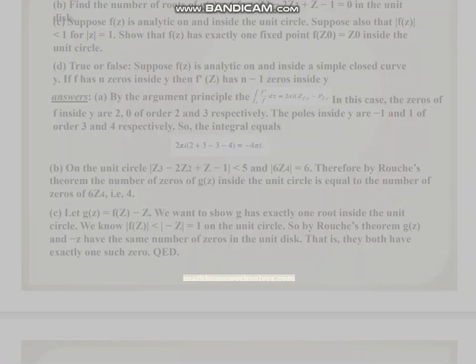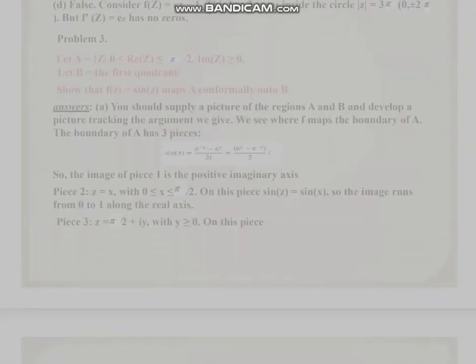D. False. Consider f(z) = e^z - 1. This has 3 zeros inside the circle |z| = 3, at 0 and ±2πi. But f'(z) = e^z has no zeros.